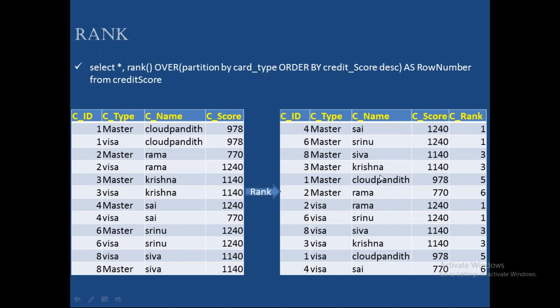You have given the ranks for MasterCard. Now I want to give the ranks for Visa card: 1 1 3 3 5 6. You understood? 1 1 3 3 5 6. Clear, friends? So 1240 same score, 1 1. 2 is skipped, these 2 people have 3 3, and 4 is skipped, then 5 and 6. This is the rank functionality.